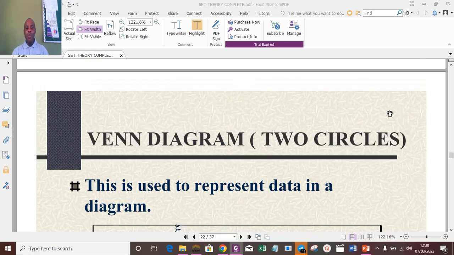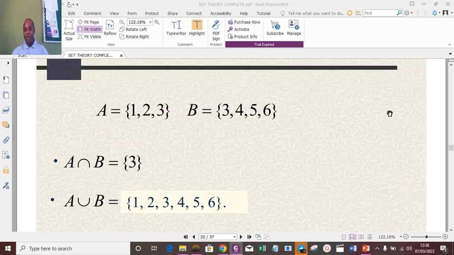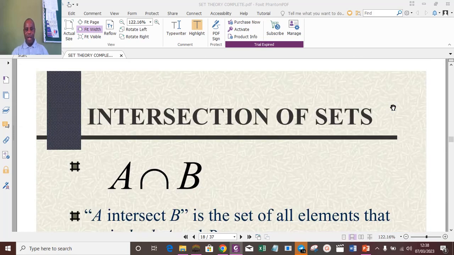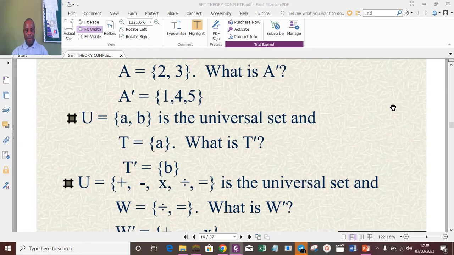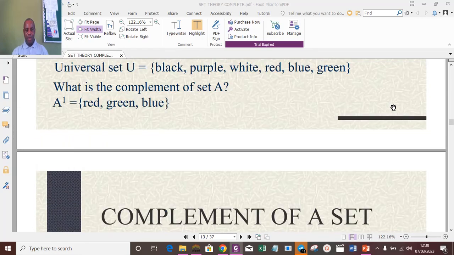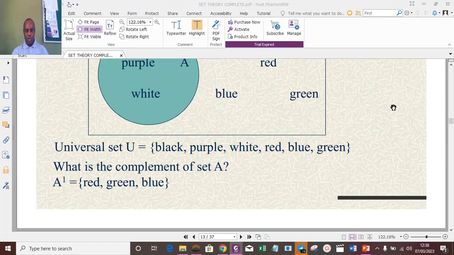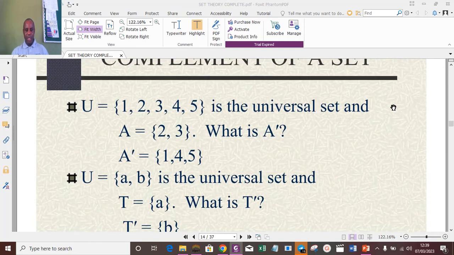So let's quickly recap what we have learned so far before we go to today's topic. The other time, we learned complement of a set, and we did an example on complement of a set. So for instance, let's look at this one. The complement of A is the elements that are in the universal set but not in A. Like this one now, 2 and 3 are members of A, but 1, 4, 5 are not members of A. But those numbers are in the universal set. So that's what we mean by complement.